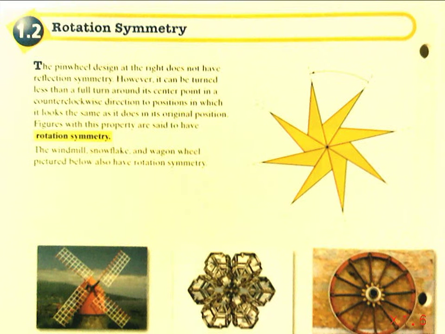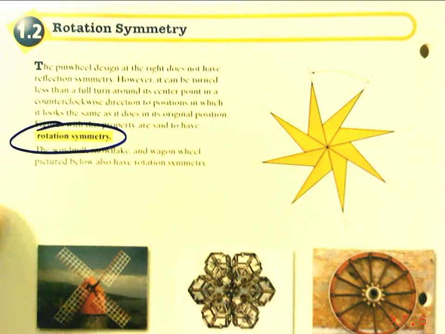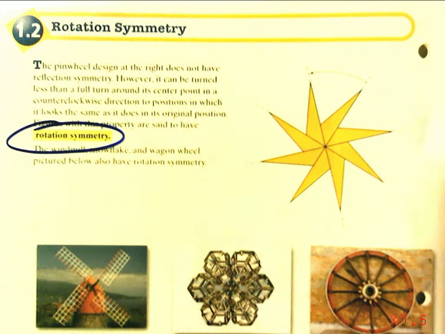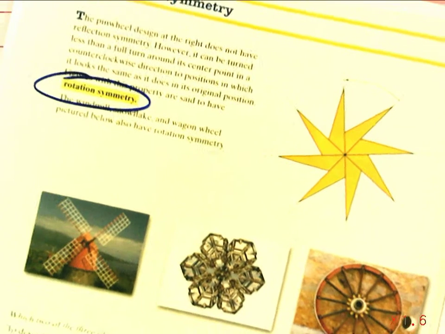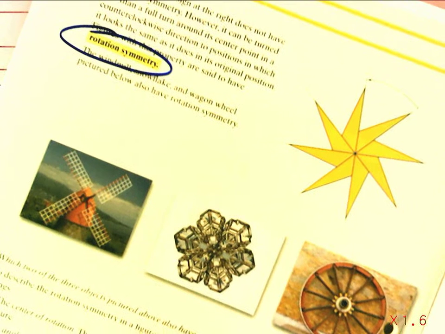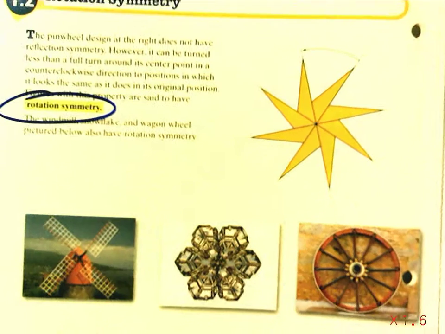The question here is, when you have rotation symmetry, how much do we have to turn the image before it looks like it started out? So you see this pinwheel here. If I just turn the book, you see that at different points it looks like it originally did. So it's hard to tell just from rotating the book without a point of reference.